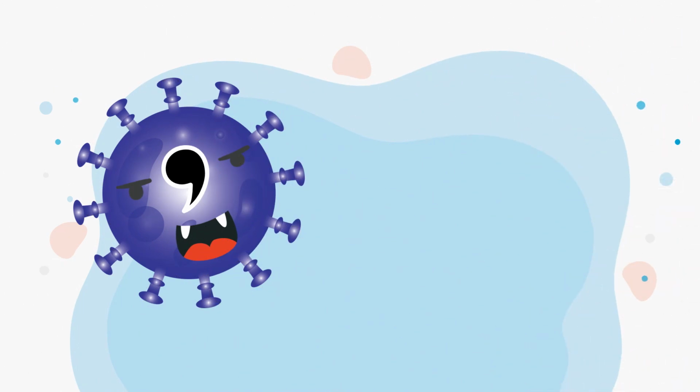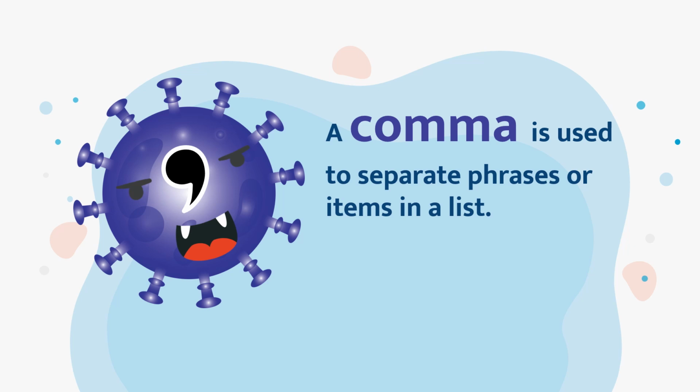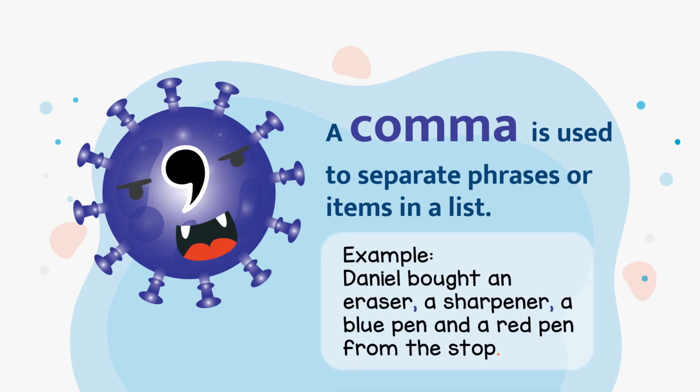Then we have the comma. Okay, a comma is used to separate phrases or items in a list. So an example, okay, Daniel bought an eraser, a sharpener, a blue pen, and a red pen from the shop. So I want to separate eraser, sharpener, a blue pen. So in order to separate those phrases, I use a comma after the eraser and after the sharpener. So that way I can read and pause and read and pause. Okay?